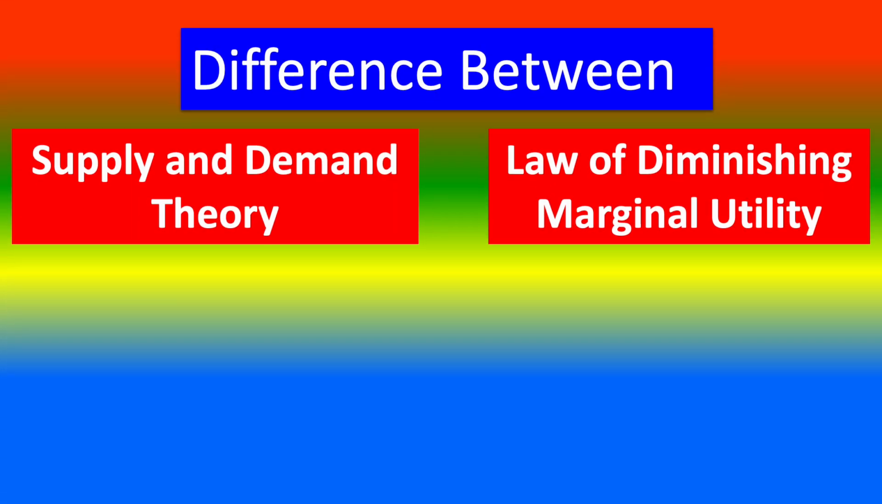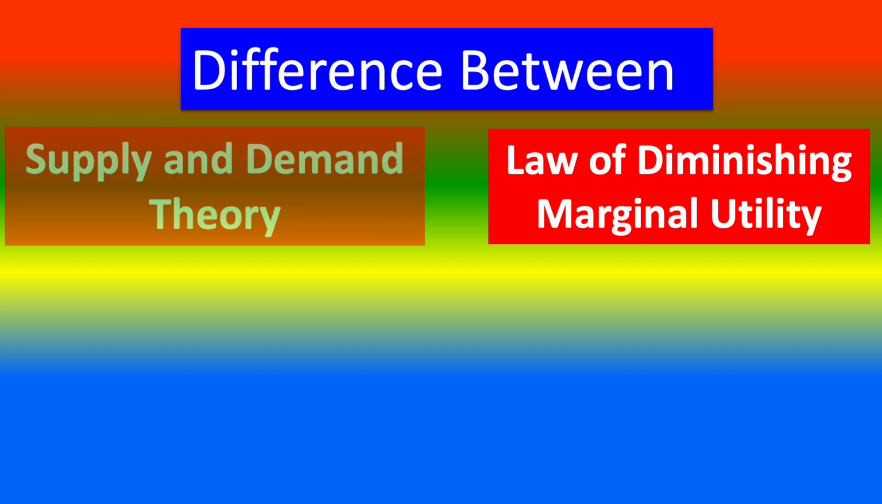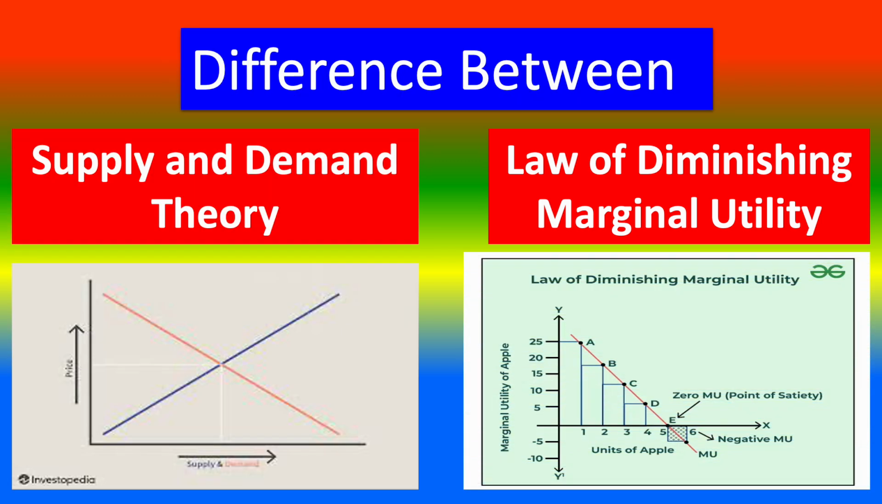Difference between supply and demand theory and the law of diminishing marginal utility. Look at this graphic representation.